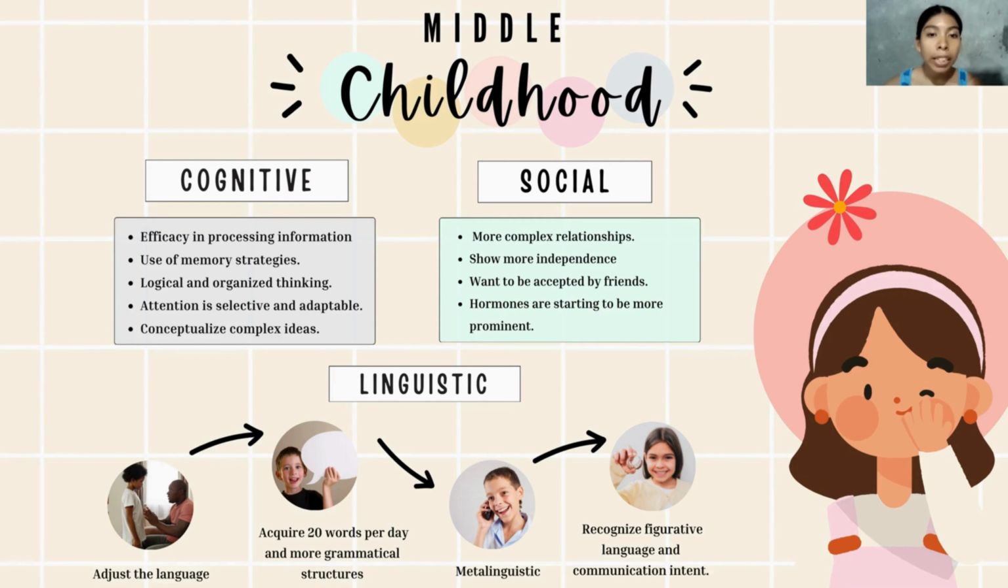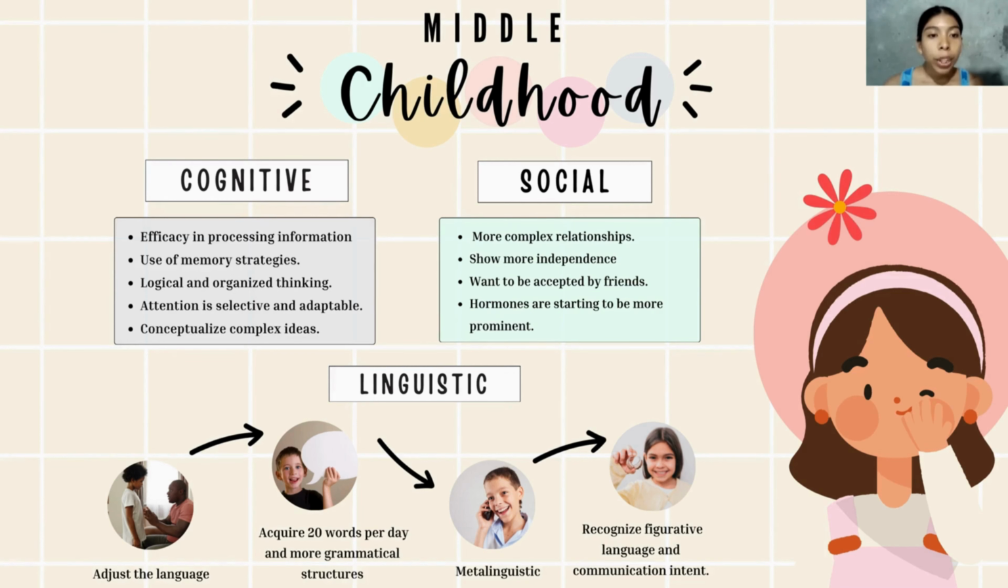Additionally, they begin to master more complex grammatical structures, like past and future tense, plurals, and conjunctions, enabling them to construct more sophisticated sentences. Number 3. During middle childhood, children become increasingly aware of the structure of language, allowing them to analyze and manipulate language more consciously. Now, let's comprehend the cognitive characteristics.